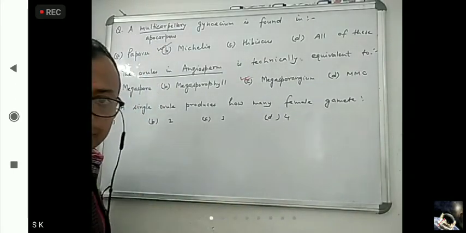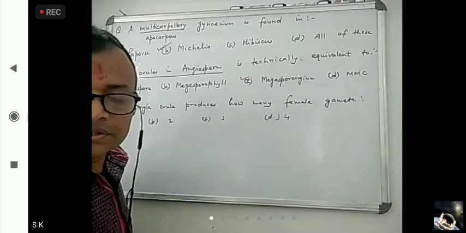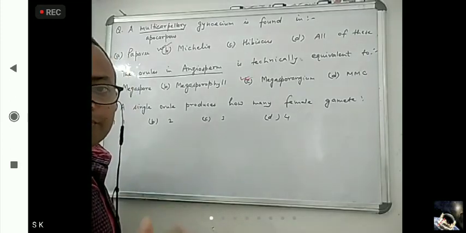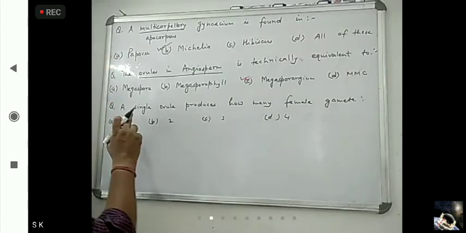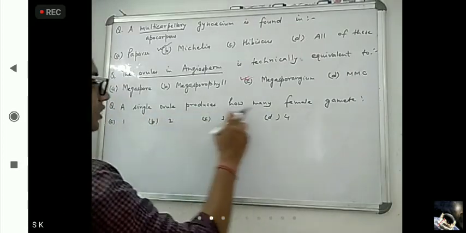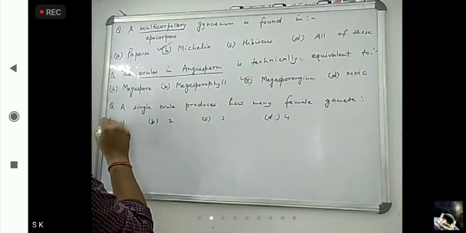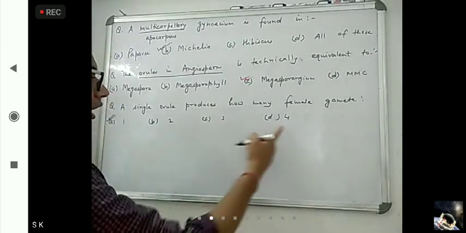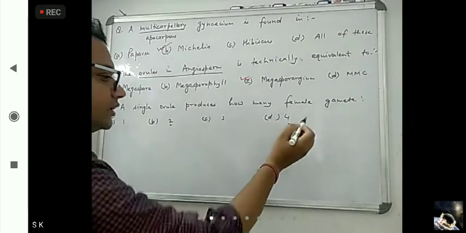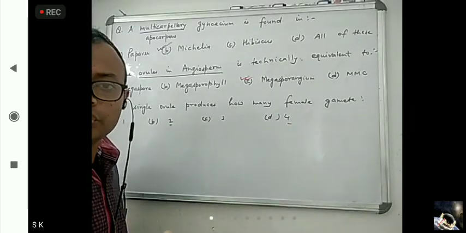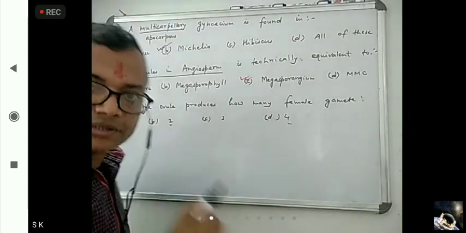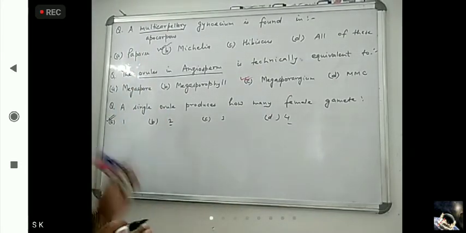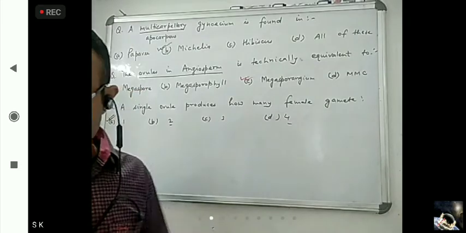Just a few minutes ago, what we discussed, that most common is which type of embryo sac? Monosporic. So it is asking, a single ovule produces how many female gametes? So only one, monosporic, most common. And these are two, bisporic and tetrasporic, that we have to see according to their example. So a single ovule produces how many female gametes? That is one.